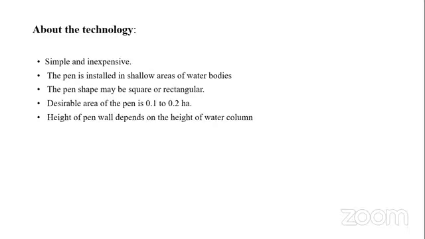About the technology, this is a simple and inexpensive technology. It is installed in shallow areas of a water body. Its shape may be square or rectangular. Desirable area of a pen is 0.5 to 0.2 hectare. Height of the pen wall depends on the height of the water column.